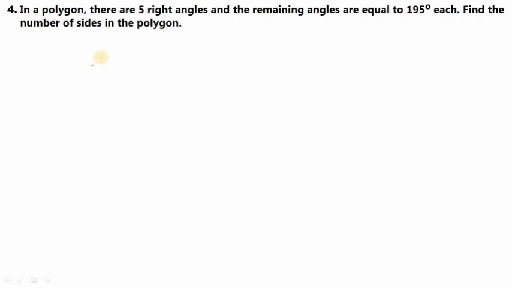Let's have another question. It says in a polygon there are 5 right angles and the remaining angles are equal to 195 degrees each. Find the number of sides in the polygon. Now there are 5 right angles and remaining sides, but you don't know how many sides are remaining. So let's say there are x remaining sides.